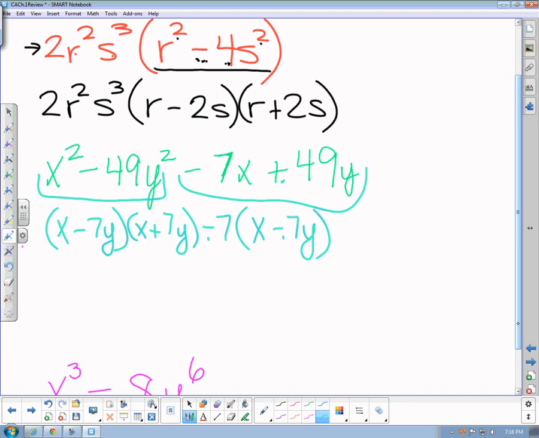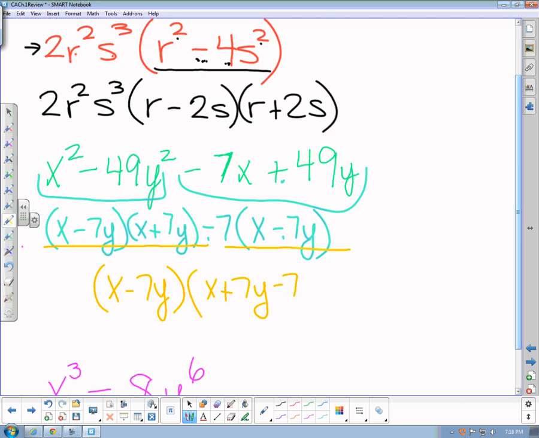And then, with this term and that term, you can divide out an x minus 7y, and you would be left with x plus 7y minus 7.